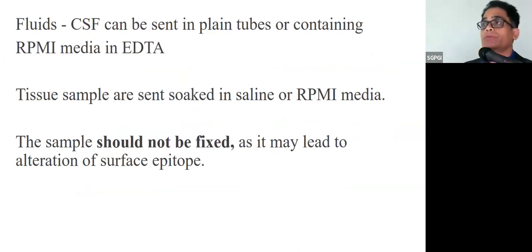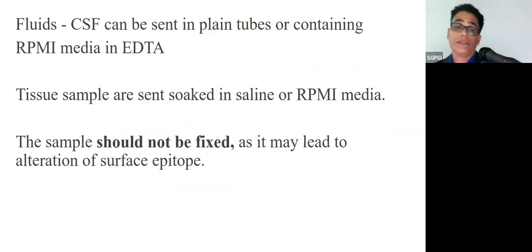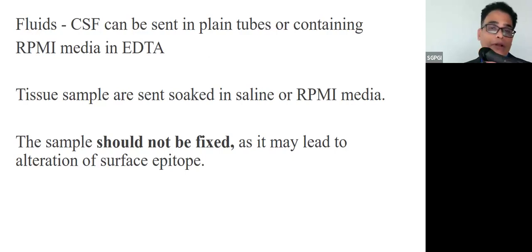In our scenario, we add complete RPMI media in EDTA tubes and send them to the OT. They collect the CSFs basically because it's a paucicellular material, and the cells lose viability and degenerate very easily in very little time. To preserve the cells, we add the RPMI media in EDTA, send it to the OT, and they send the sample to us. Tissue samples are sent soaked in saline, but best is RPMI media, or even PBS for a shorter time. But if you want to preserve for a longer time, it should be the complete media.